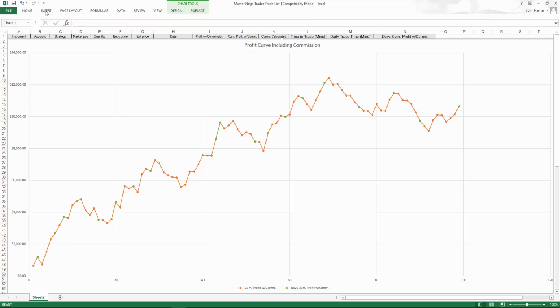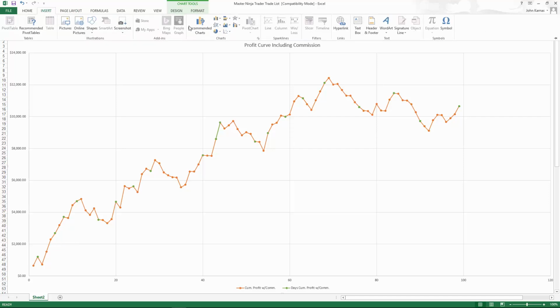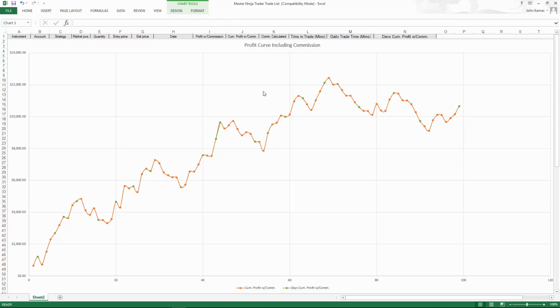I can just go in here and let me just see what it would look like if I just picked the dots. So there you go. You can see the orange dots are every trade and the green dots would be every day. So it's different. And this is the line, or if I smooth it out a little bit, it'll look like that. Okay, so just leave it like that. And that is our actual graphic depiction of our profit curve.